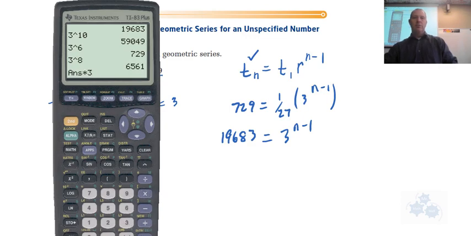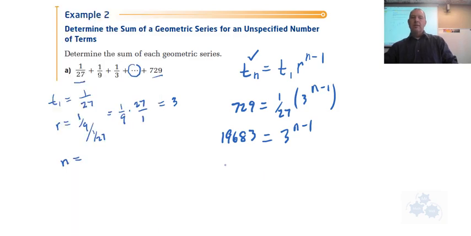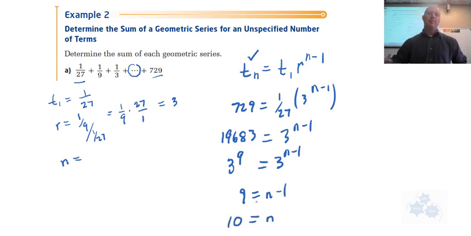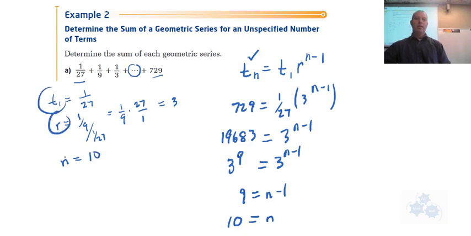Actually, if you just keep going times 3, that's like 3 to the power of 9. See that? 3 to the power of 8 times 3. So let's just check that. 3 to the power of 9 is 19,683. There we go. We got it. So what does that mean? This is 3 to the power of 9, and that equals 3 to the power of n minus 1. So 9 equals n minus 1, and that means n is 10. Okay? So now we've solved what n is, and now we've got everything we need for the sum formula.